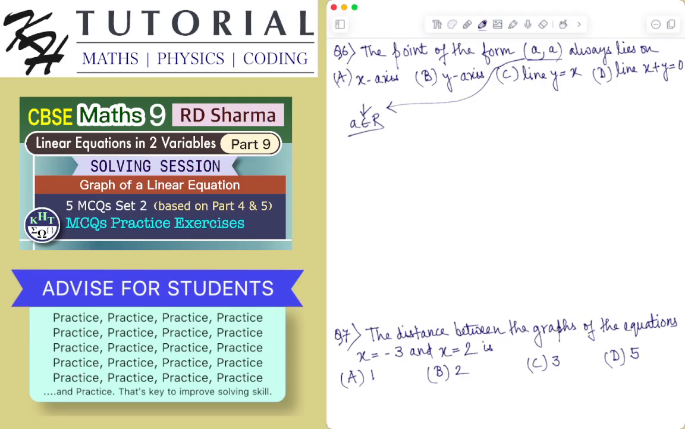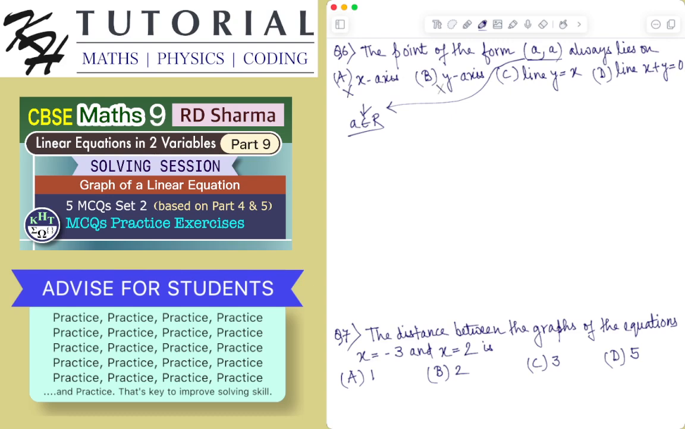It can be anything. But the form a comma a ensures that whatever the value of the ordinate or y coordinate is, the abscissa or x coordinate will be the same. On the x-axis, the y value, the ordinate or y coordinate, is always 0. So it will not be x-axis. On the y-axis, the x abscissa is always 0, or the x coordinate is always 0.